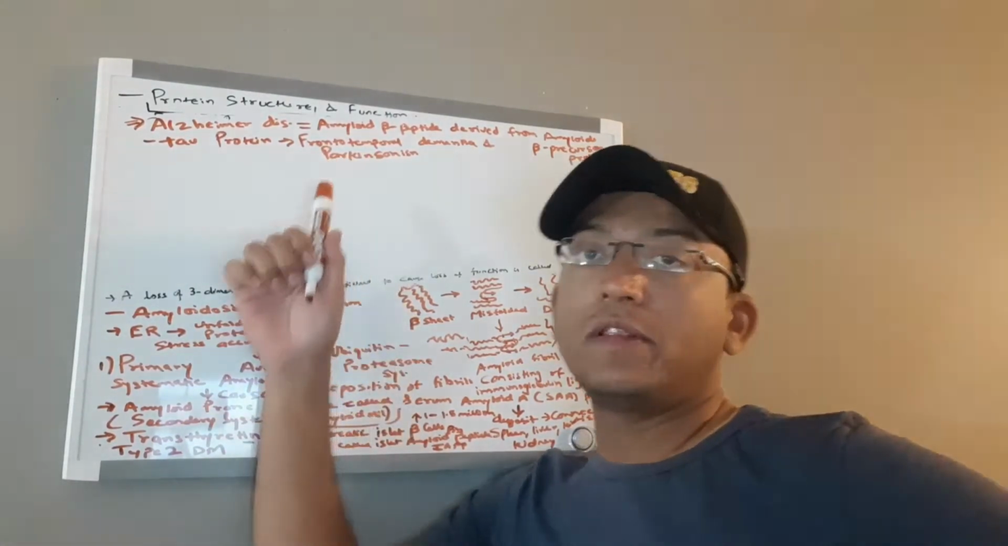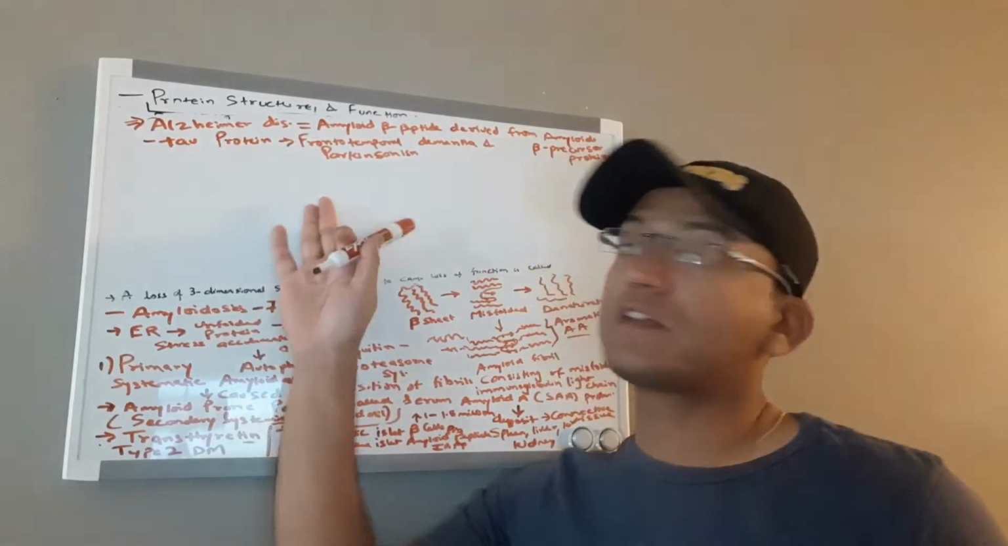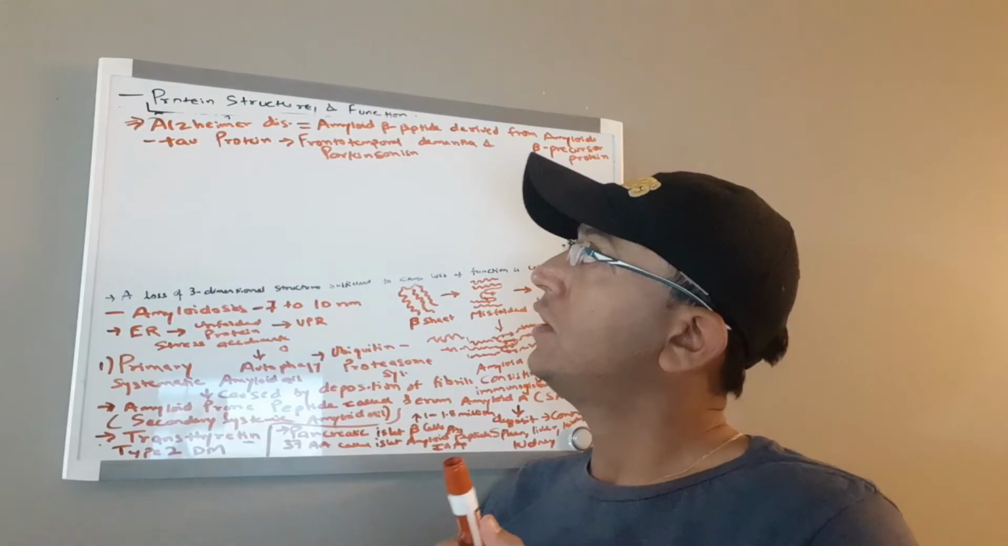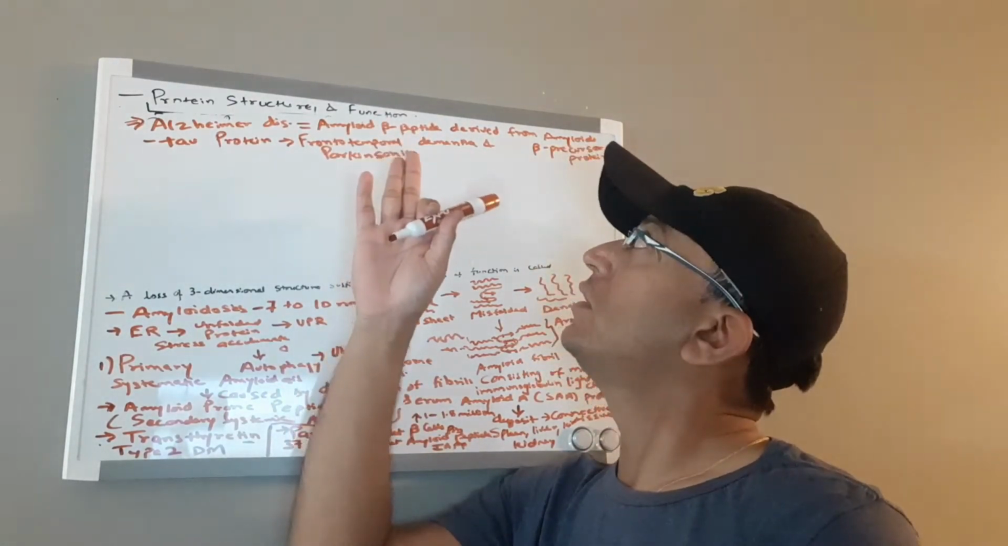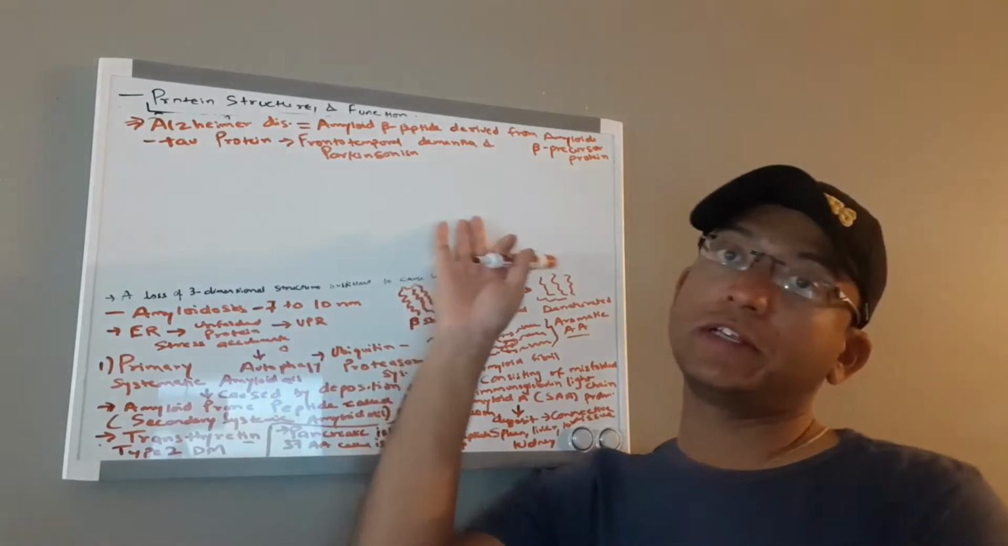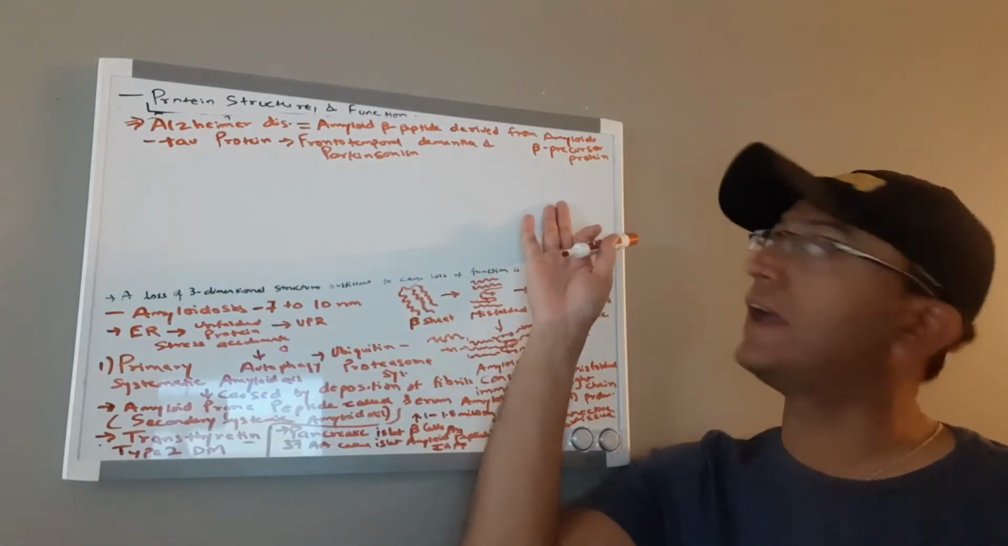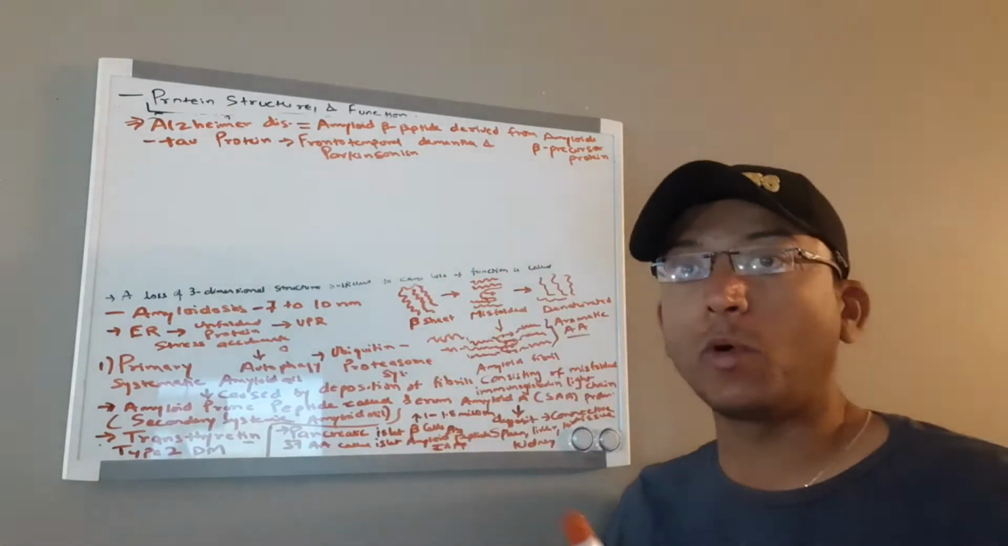So what did we study about Alzheimer disease? It has this amyloid beta peptide, right, that is derived from a transmembrane protein also known as amyloid beta precursor protein, right?